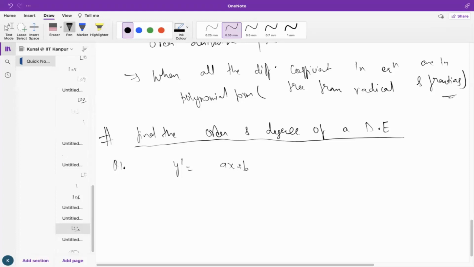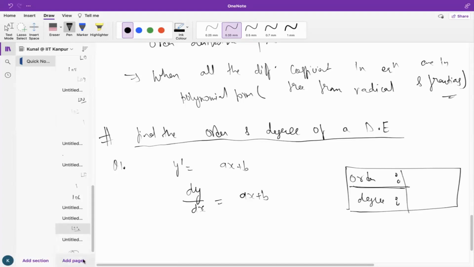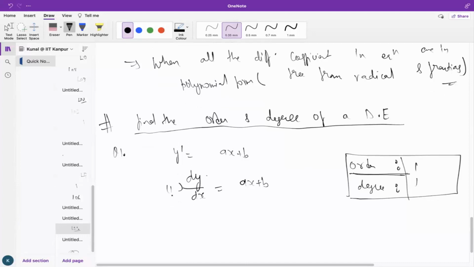Right, and what is degree? The highest power of the highest order derivative present. So look here, this is dy by dx is equal to ax plus b. What is its order and what is its degree? The highest differential coefficient has order 1, and the highest power of the highest order derivative is also 1. So it will be 1. I think this was clear to you.